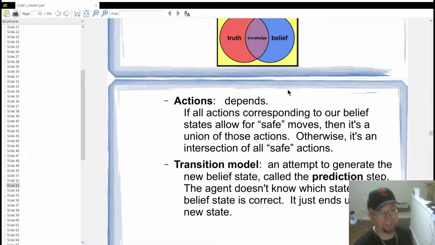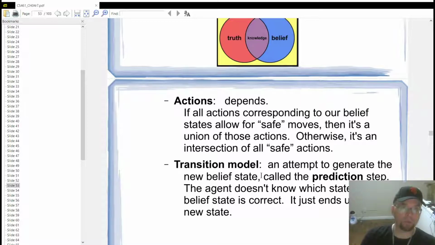Okay, so the transition model. What you're trying to do is generate that new belief state. For the vacuum world, you're trying to go from 8 states down to 4. That step, the text refers to as the prediction step. The agent isn't going to know which state in the belief state is the actual correct one. So when we were in vacuum world and we had 8 initial physical states in our first belief state, we're going to predict where you might end up. If you take a right action, we're predicting that we ended up in a belief state that had 4 physical states in it. That's the prediction step. Now, which one did you actually end up in? Don't know. You'd have to continue on.